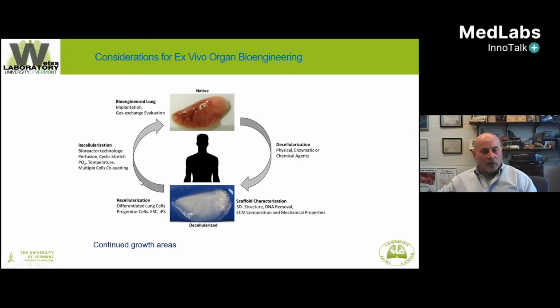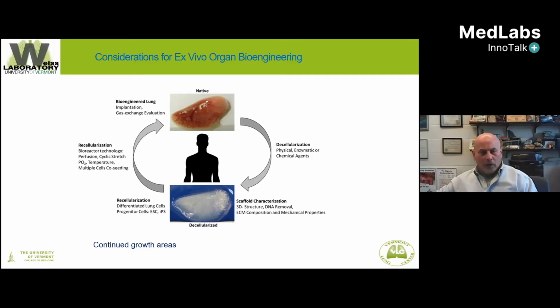What oxygen do you use, the PO2, what temperature? And then, because this is lung, cyclic stretch. Do you take these lungs and ventilate them to different degrees of frequency and amplitude to try and mimic the best environment that's going to support regrowth and the like? And then at the end of the day, you want to implant and show gas exchange evaluation. So there's been a lot of work in this going on for the past 10 years, and we've reached some very good levels where we're almost there, but not quite there.